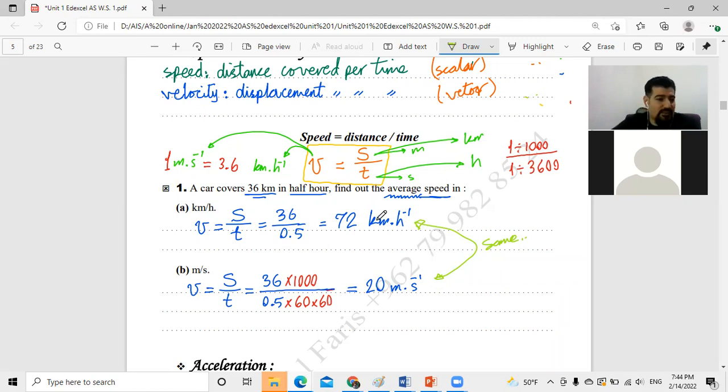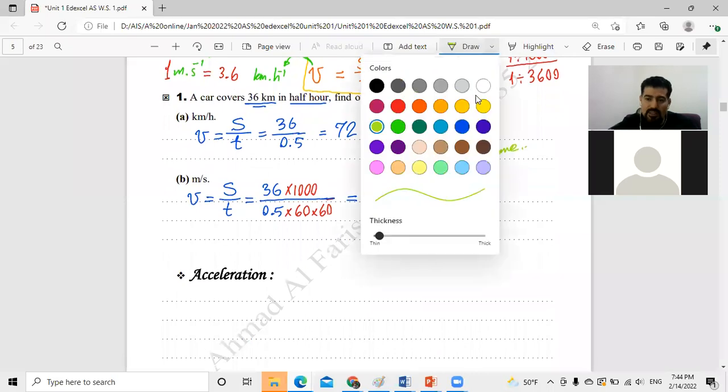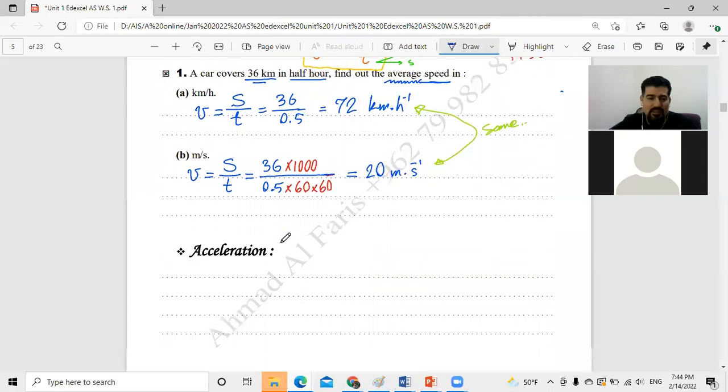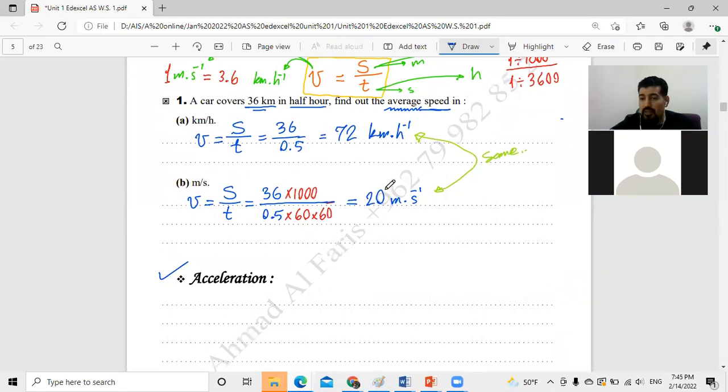Excellent, thank you Saja. Saja sent us that 20 meters per second multiplied by 3.6 will be 72 kilometers per hour. Excellent Saja, bravo. Okay, now let's move on and talk about another word that we have to know the definition of, which is the acceleration. They might ask you to define acceleration, define velocity. Yes, a few marks.